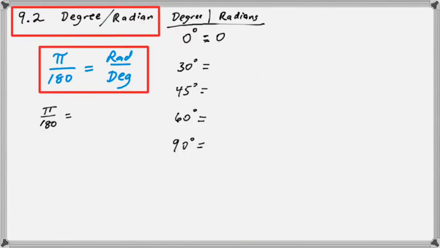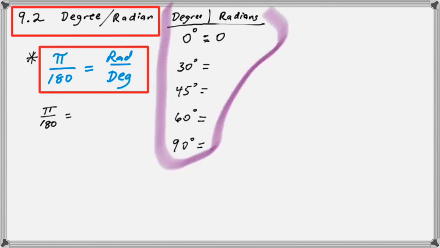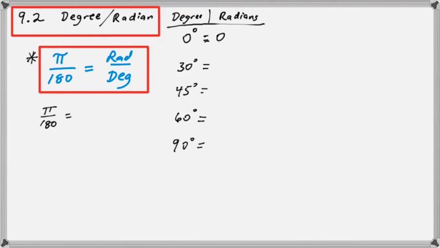This is the beginning of 9.2. We are converting degrees to radians, radians to degrees. Your key is this formula right here that's boxed in. I listed your major special angles in quadrant 1. And 0 degrees is equivalent to 0 radians. I'm about to find the other values.